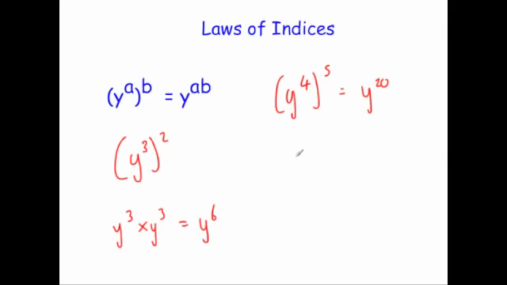Okay, you could also have something like this. You could have a to the power of 4, all to the power of minus 2. Again, you times the powers together, so you'd get a to the power of minus 8.